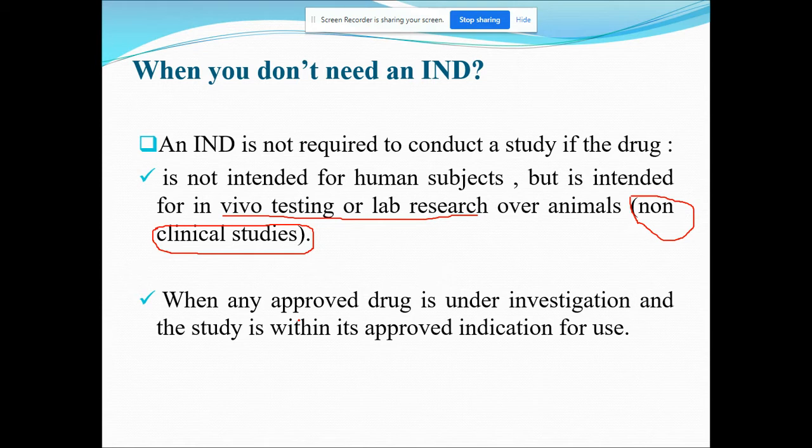लक्षात घ्या, कुठले दोन सिच्युएशन्स आहेत जिथे आपल्याला IND ची गरज नाही. If we are going to carry out the research work, if we are going to carry out in vivo testing over animal subjects, then in such a condition we don't require the IND. Secondly, if you are going to carry out the investigation over an approved drug, आपण इन्व्हेस्टिगेशन करतोय, रिसर्च करतोय, पण अप्रूव्ड ड्रगवर करतोय, and when we are going to carry out that study within its approved indication, then in such a case we don't require the IND. या केसमध्ये आपल्याला IND ची गरज भासत नाही.